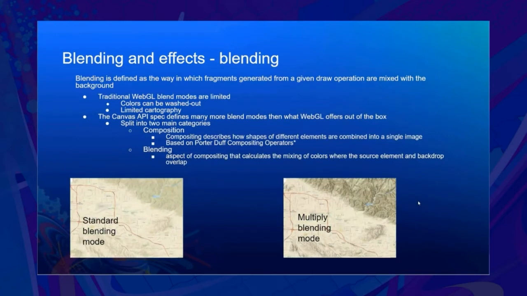Starting with blend modes. Blending is really defined as the way in which fragments that are generated from a given draw operation are mixed with the background. Think about fragments really as pixel colors.